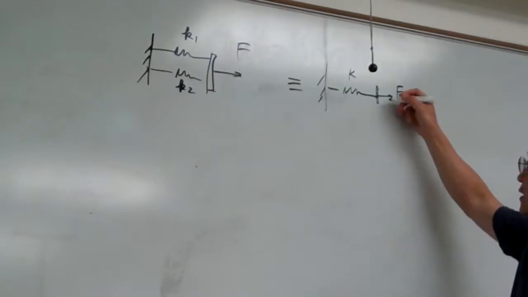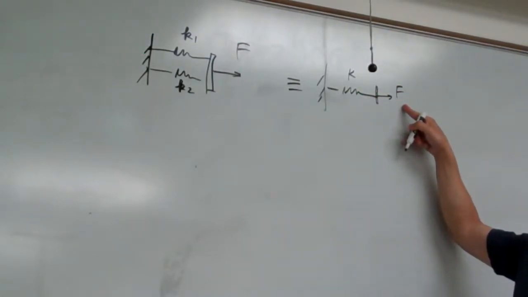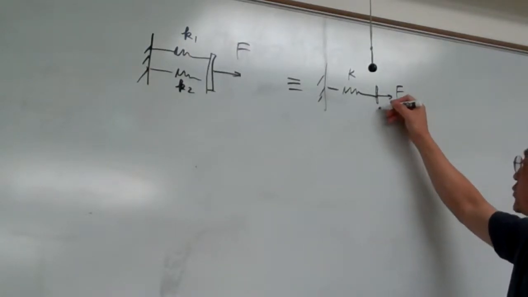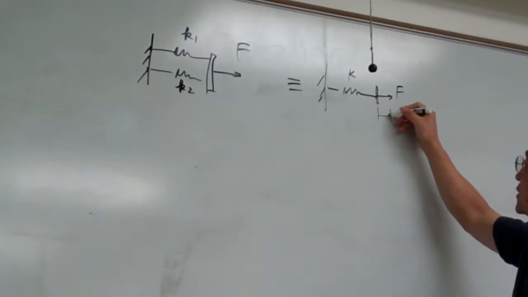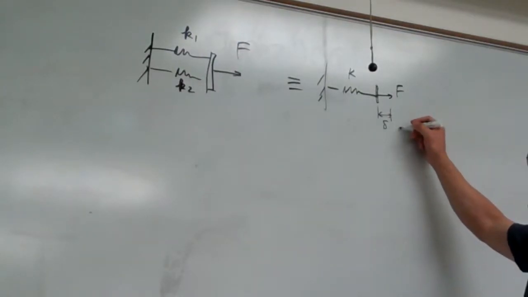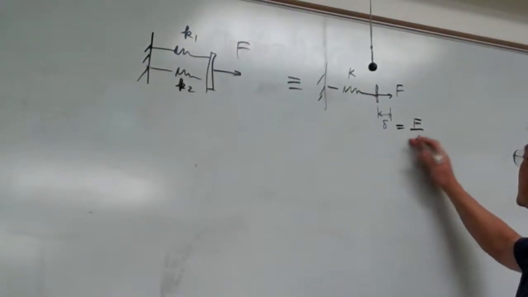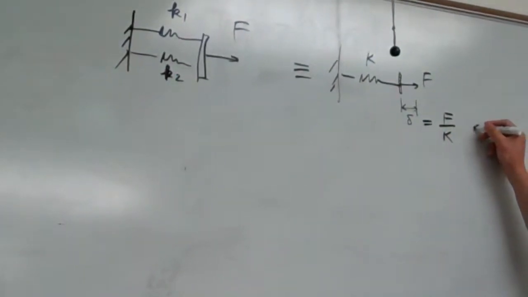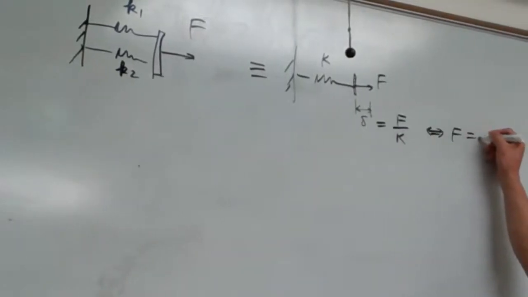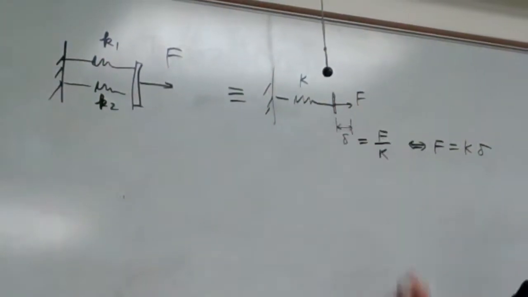In our understanding, the spring will respond to force by deforming. So assuming the spring will be deformed from here to here, so that is our delta. Delta is any dummy distance, we simply take it for analysis. So delta from Hooke's law we know is F divided by K, or simply F equals K times delta. Again, K is the equivalent spring constant.